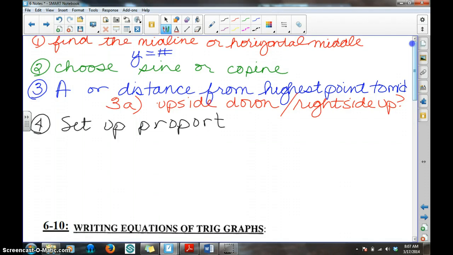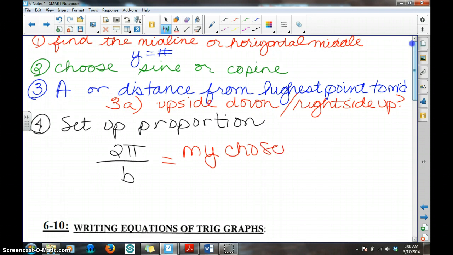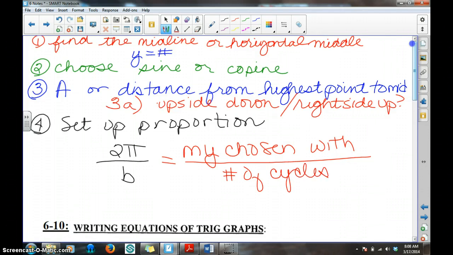So I'm going to set up a proportion that effectively will read 2 pi over B on the left. Essentially, this is the formula for period. And the formula for period is a normal width over a normal number of cycles. And I'm going to set that equal to my chosen width, and I'll show you what I mean shortly by my chosen width, divided by my chosen number of cycles. And the number of cycles that you see is typically going to be a fraction out of 4.